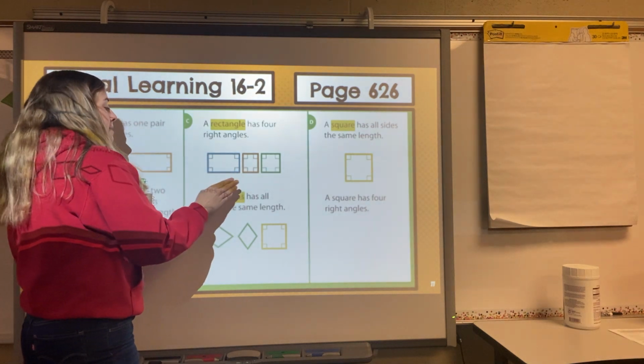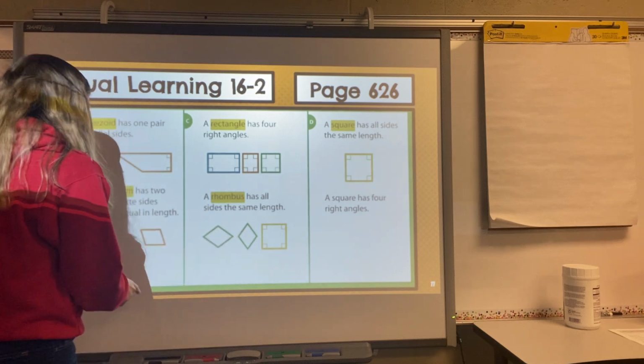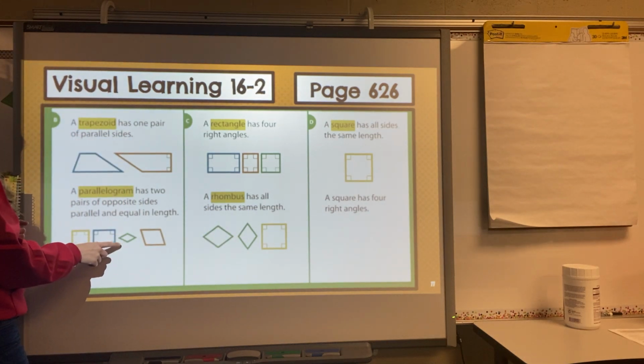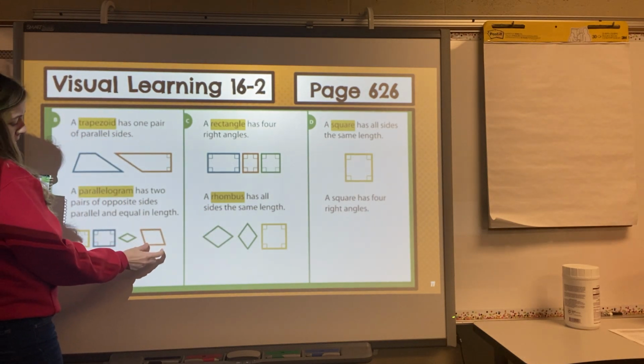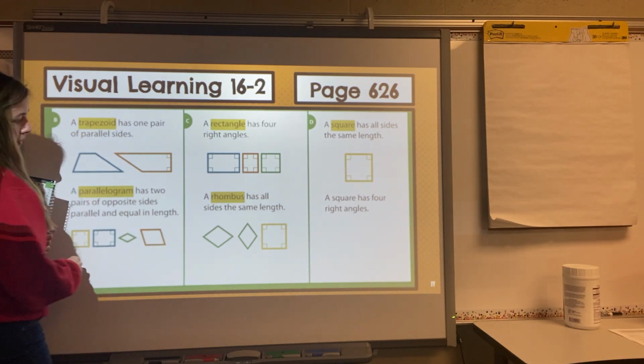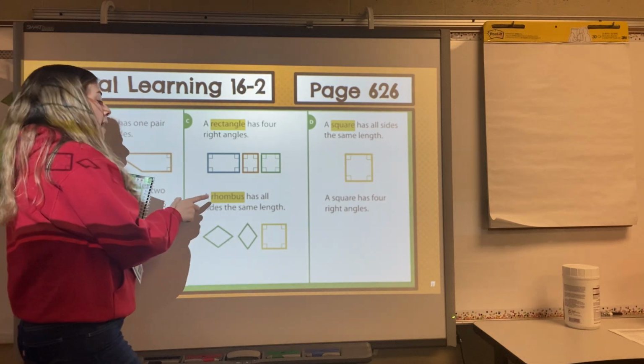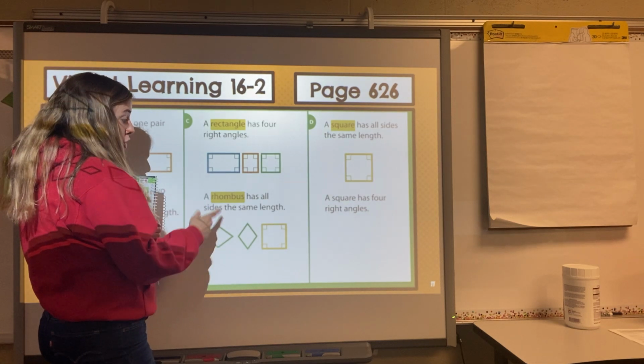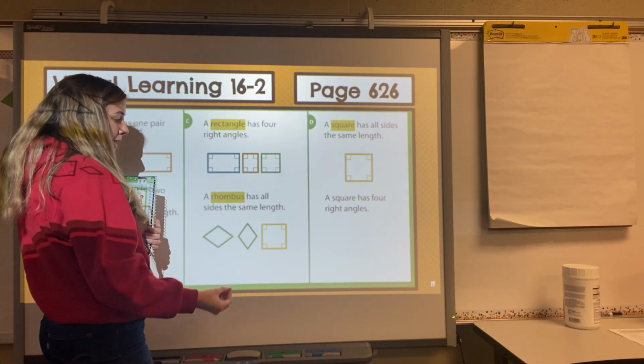A rhombus has all sides the same length. So that's why this one right here is a rhombus. We've got 1, 2, 3, 4, maybe this one. I don't know, it didn't quite look even to me, but no, I don't think that one's a rhombus. So you can see that all four sides are congruent, or the same length, there.